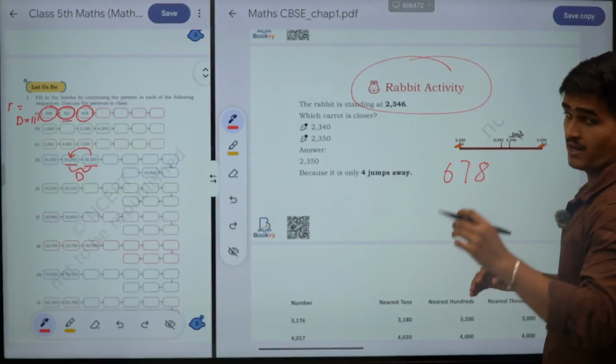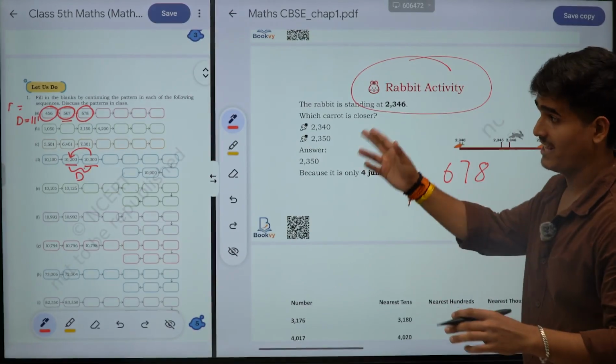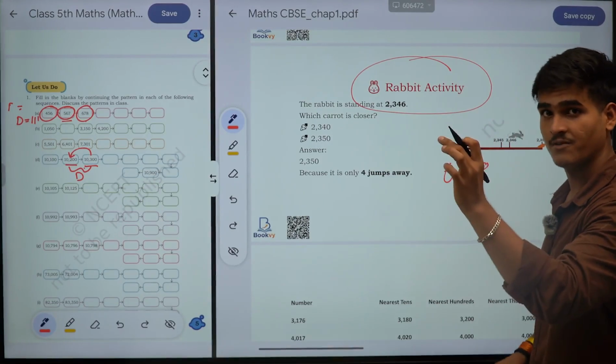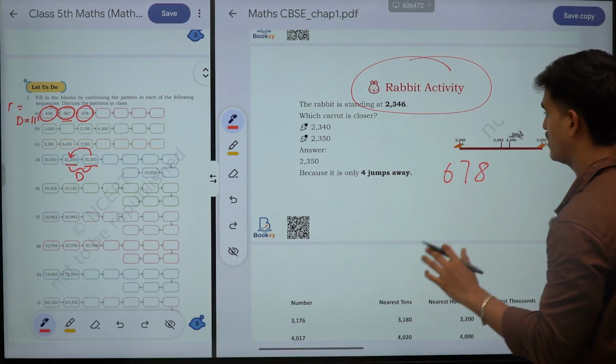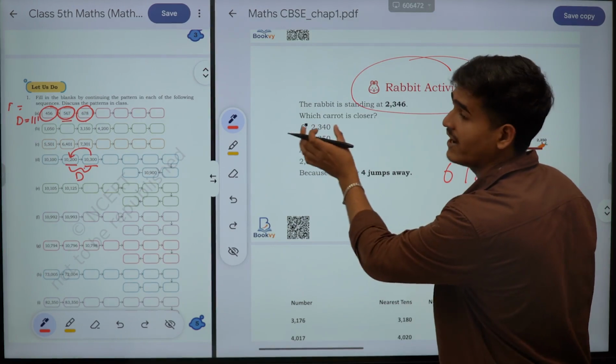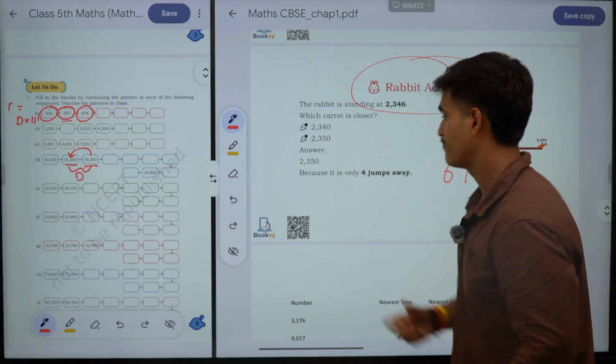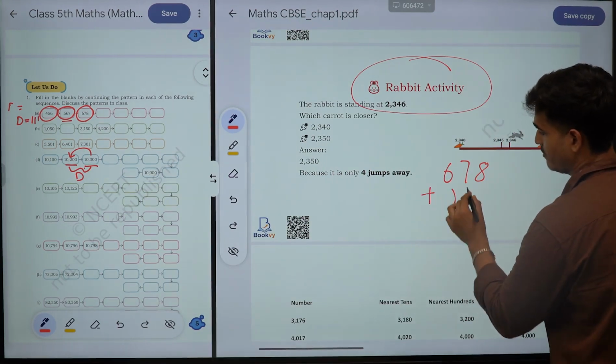678. Now, we have got the difference 111. For the next number, we have to add 111. So, the difference will be similar. You will find out when you find all the numbers, and then you check that all your differences are the same. Okay. So, sir, we will add 111.